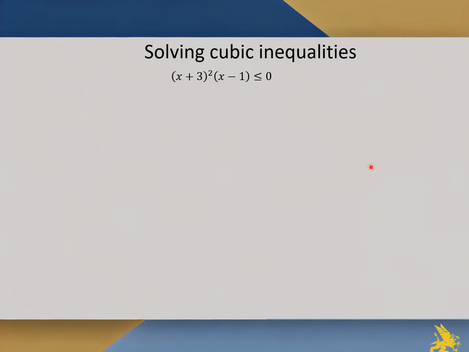Let's look at the next part. (x plus 3) squared times (x minus 1) is less than or equal to 0. The first thing is finding the x-intercepts. In this case, we've got x plus 3 equals 0, and x minus 1 equals 0. That gives us two intercepts, -3 and 1. We know the turning point is going to be on the x-axis, and that will be at x equals -3.